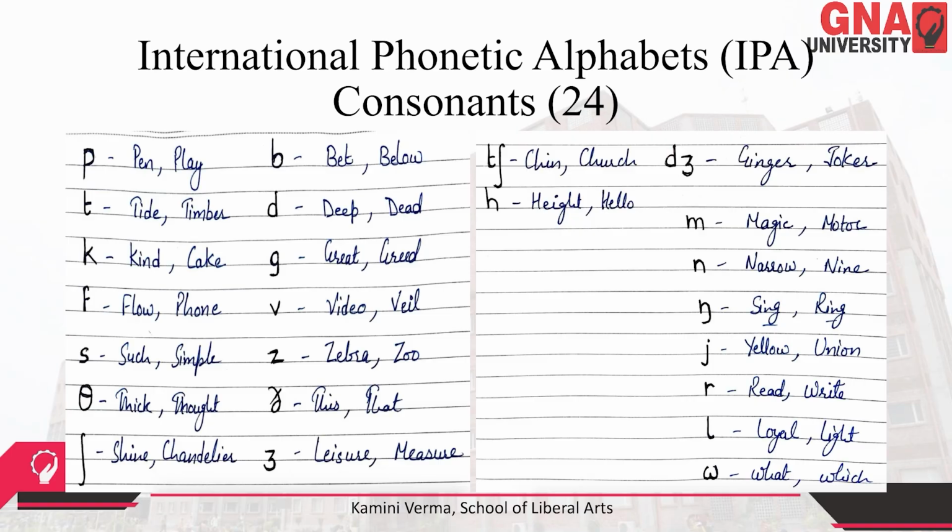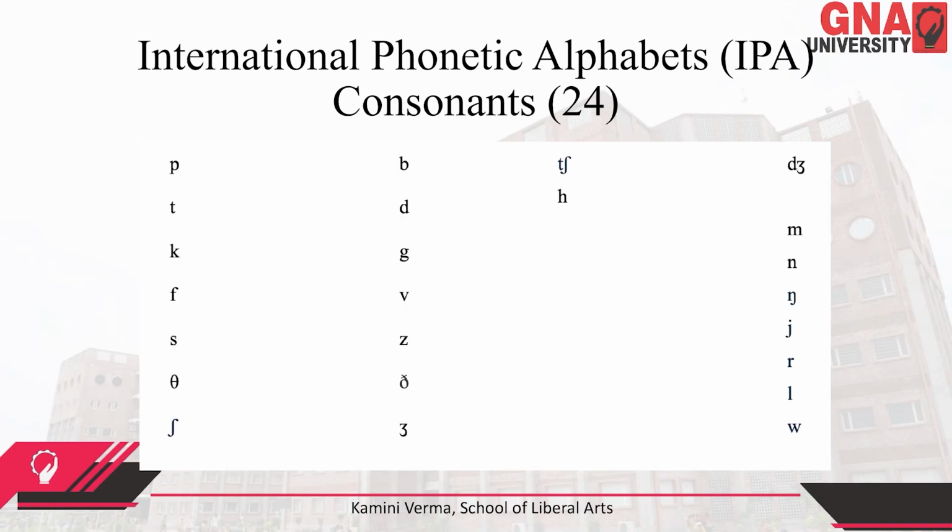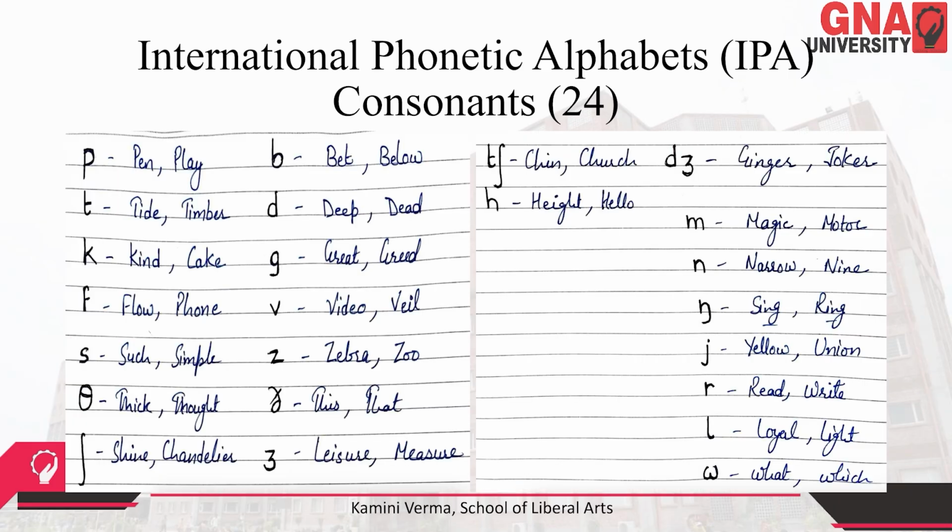Moving ahead with the next sound, that is the G sound. As in the previous slide, you can see the G is written as the printed letter G. That's why I feel we'll be using this for understanding the symbols in a better way. So G sound, G as in great, G as in good, G as in girl, G as in greed. So this is our G sound.